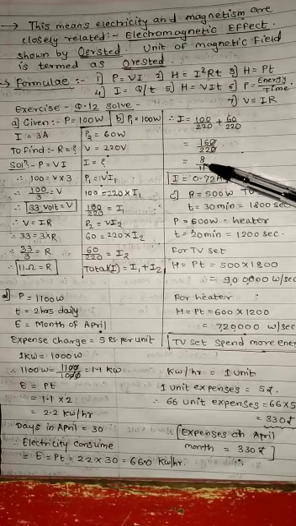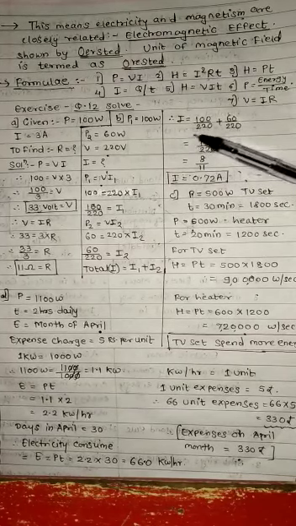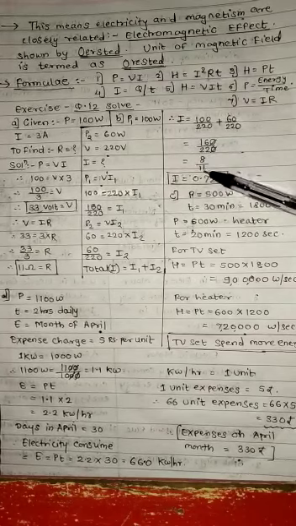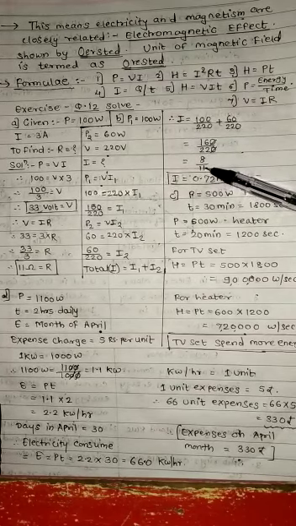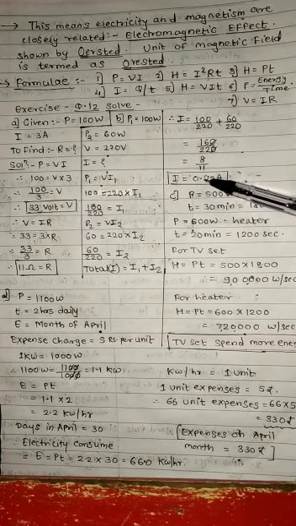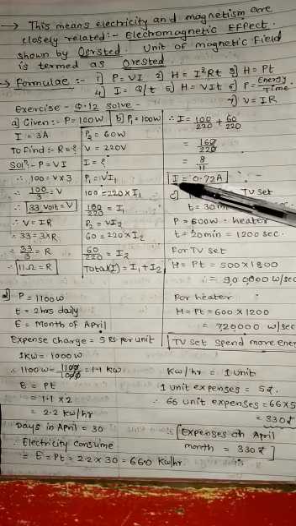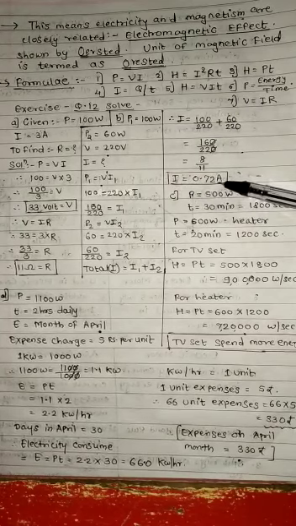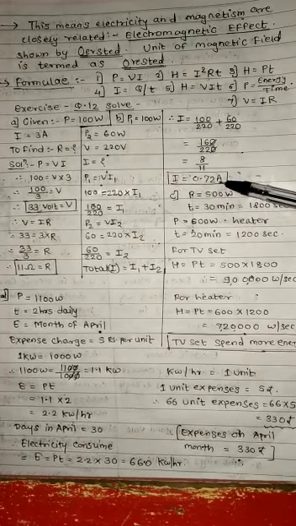0, 0 get cancelled, and you have to divide by 2. 2 8s are 8, 2 1s are 1, 2 1s are 1. Again here you divide 8 by 11. So the answer is 0.72 ampere. Current is measured in the unit ampere.